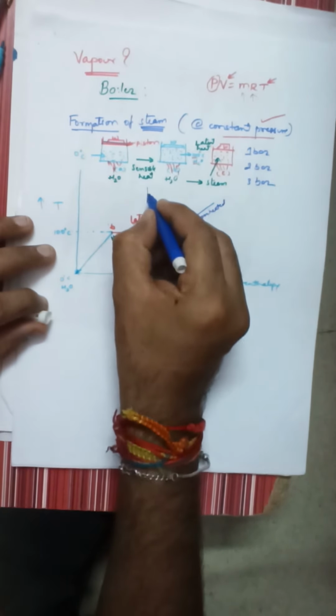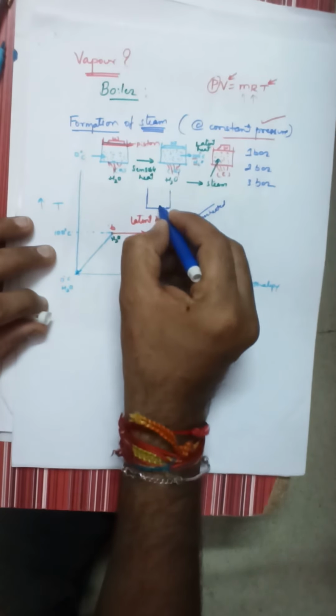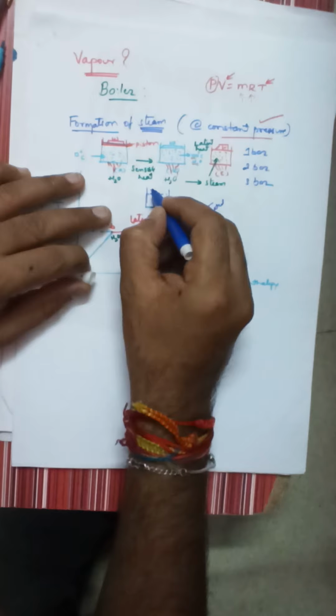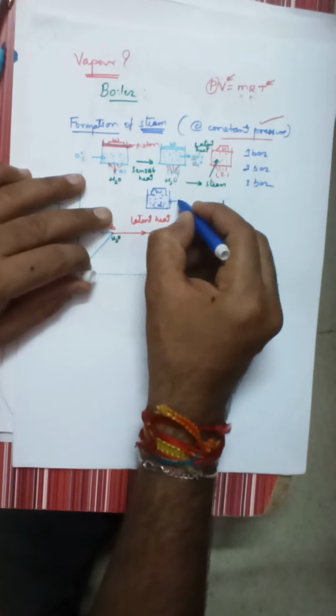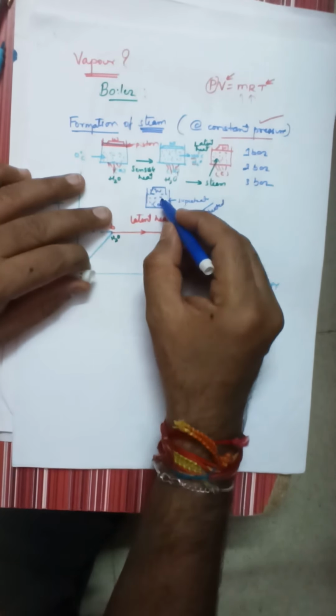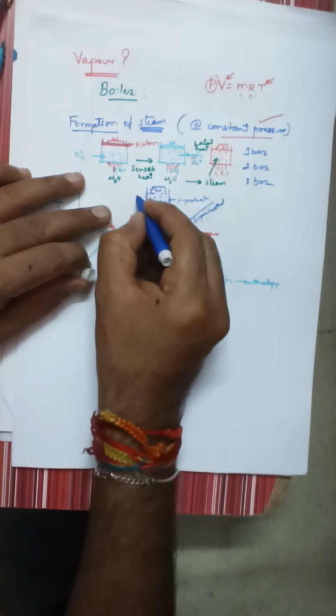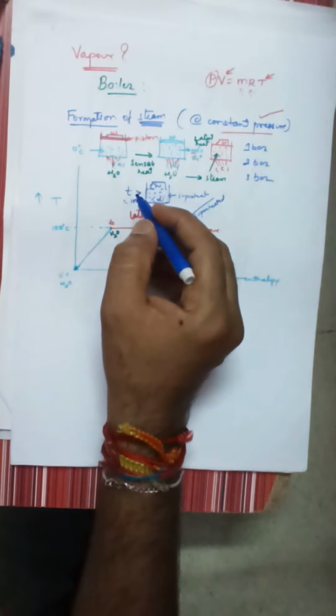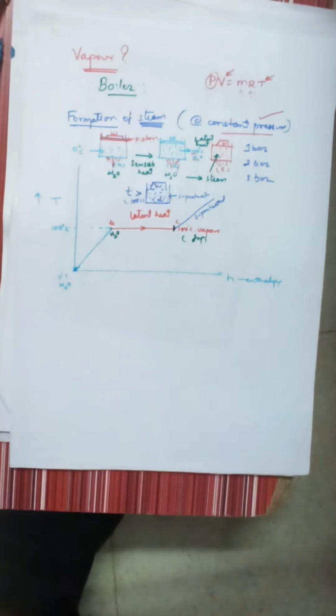I will take one more point here, that is D. Here it is steam, but here it is superheated steam. Why it is called superheated steam: the temperature of the steam is more than 100 degrees Celsius.